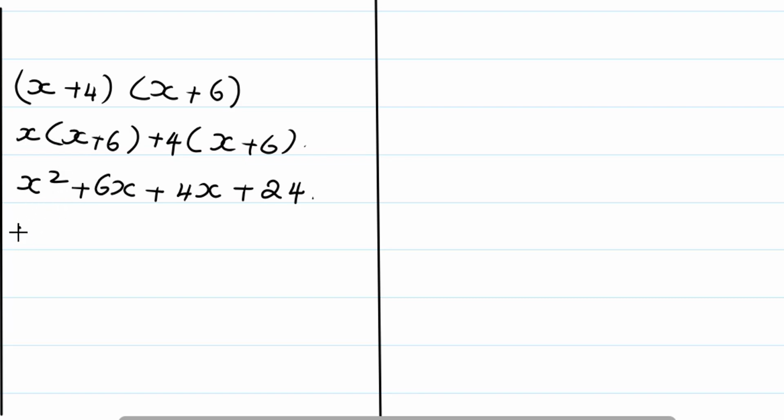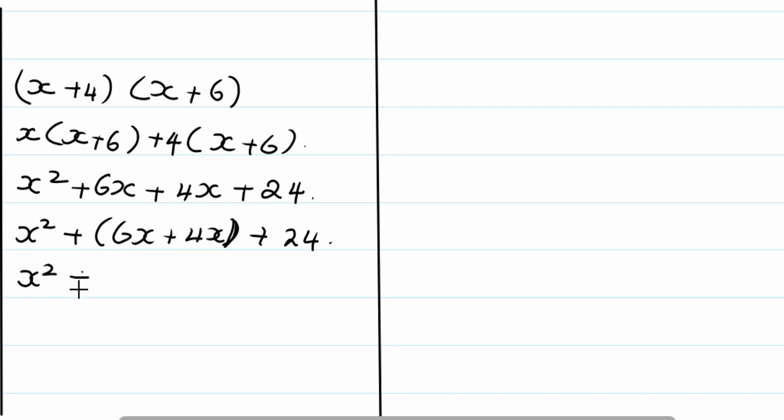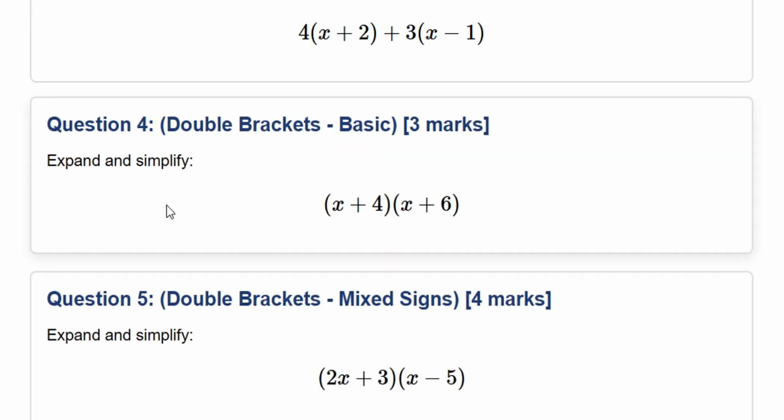Then from there, I can group the like terms together. As you can note, I have an x squared here. We don't have another x squared, but I have a 6x here and another 4x. So these ones have x's, I can group them together. Then plus 24, it doesn't have another like term. So I say now x squared plus the 6x plus 4x is 10x, then again plus this 24 here. That becomes the expanded and simplified solution for this question 4.